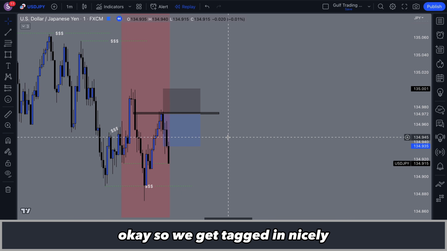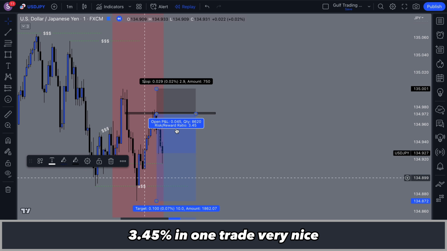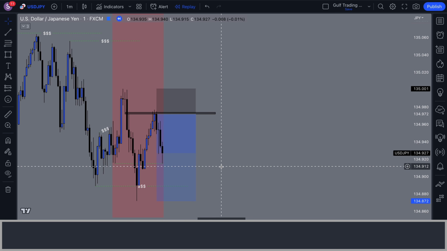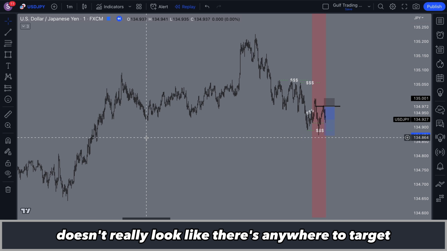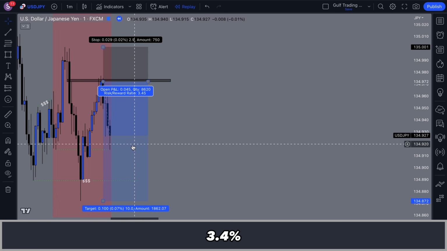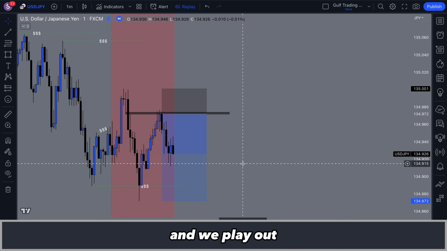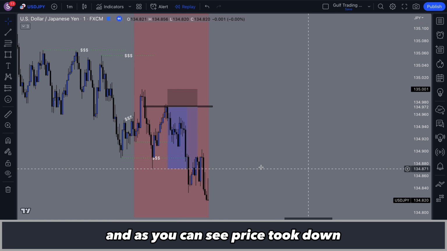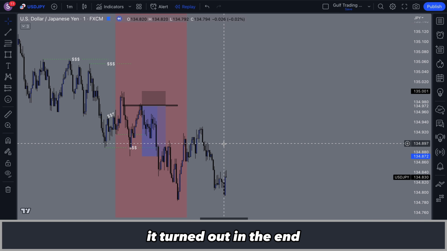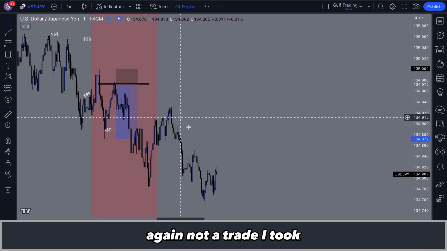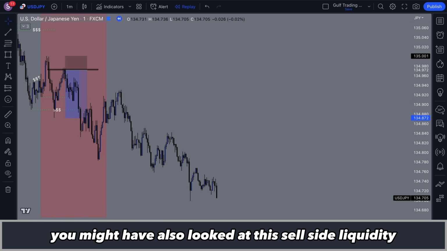Okay, so we get tagged in nicely, and your first target, maybe main target, will just be here, 3.45% in one trade. Very nice. If you wanted to target somewhere else, it doesn't really look like there's anywhere to target. This is still a very nice trade, 3.4%, and we have been triggered within the window, so that's very nice. And we just let it play out, see what happens. And as you can see, price took down, and we did get a perfect entry for the whole trading day, it turned out in the end. Again, not a trade I took, but it follows the rules, and there's no reason why you couldn't have taken it.